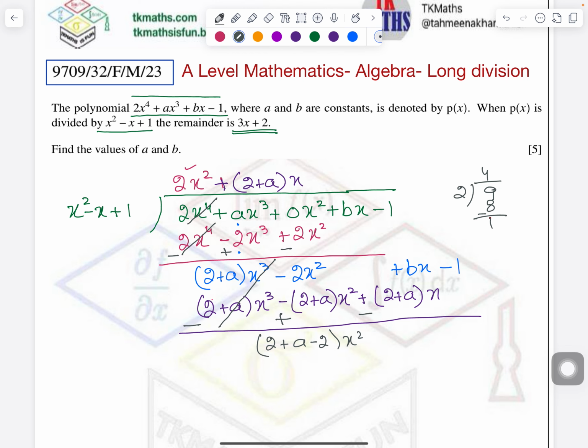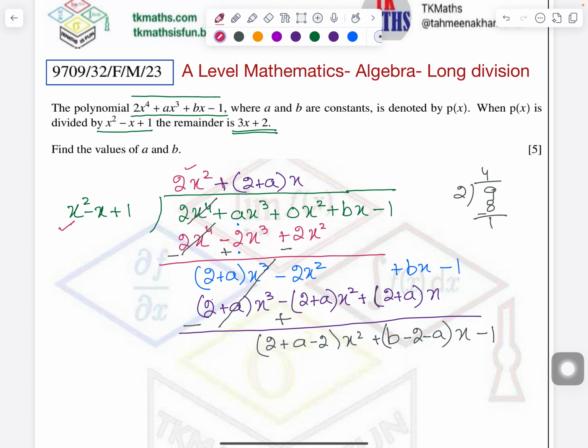Now, from the next term, I will have +b from here, and the coefficient is −2 − a, because outside the bracket you have a minus sign. So I'm writing −2 − a as the coefficient of x, and −1 will be written down as it is, bringing it down. After that I will see what I will multiply this x² with.